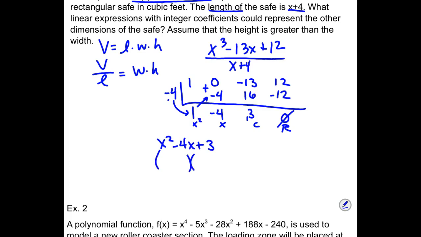And I can go ahead and factor that. X squared would split into x times x. The positive 3, I could use a negative 3 and a negative 1. Insides and outsides would then add up to that negative 4x. So I have my three dimensions. I know that the original one was x plus 4, and that was the length. And the other two now are x minus 1 and x minus 3. The statement above said assume that the height is greater. So subtracting 1 is going to give you a bigger number than subtracting 3. So this is going to be the height, and this would be the width.